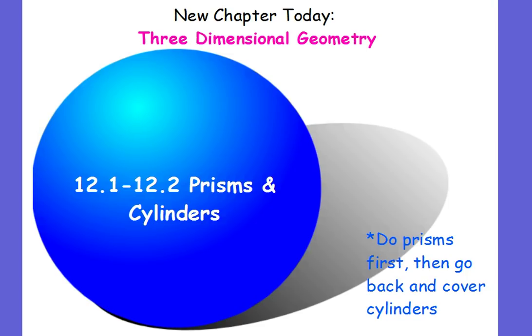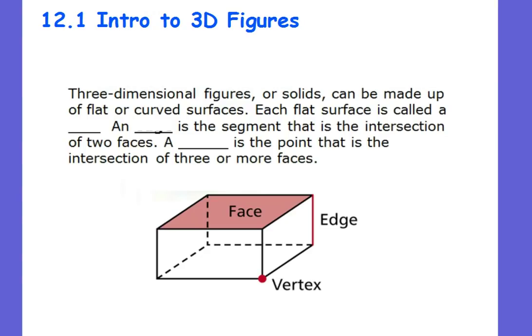Okay, so we are now getting into three-dimensional geometry, which is a really important chapter because that's the world we live in. It's in 3 dimensions. So we're going to start first with talking about prisms, and then we'll go back and we'll cover cylinders. So your notes, you should have 2 pages of notes. Seems like a lot, I know, but it's because there's a lot of vocab in the beginning. We're going to just cover the prisms part first.